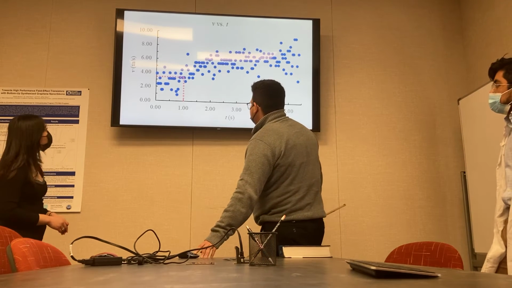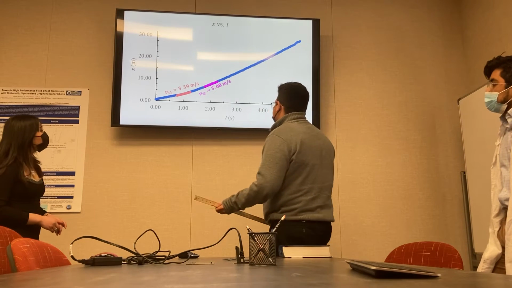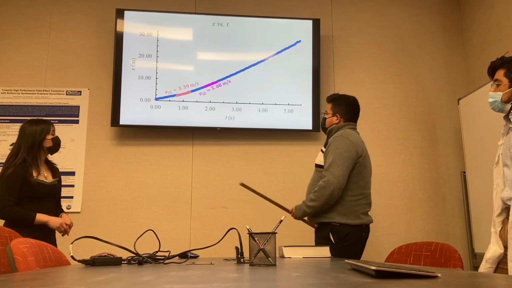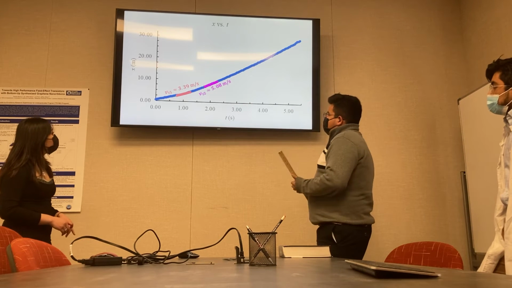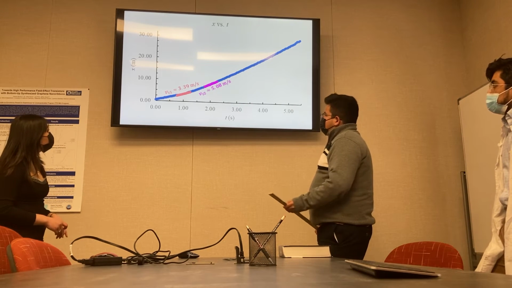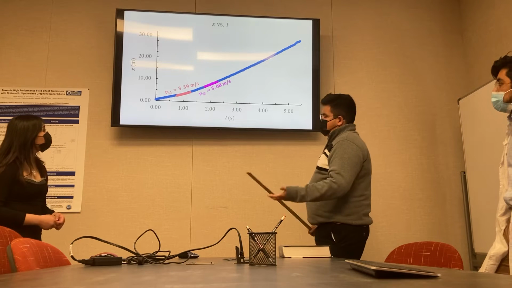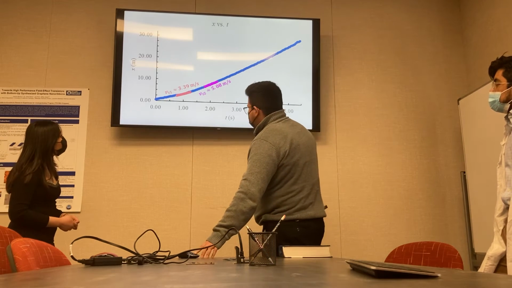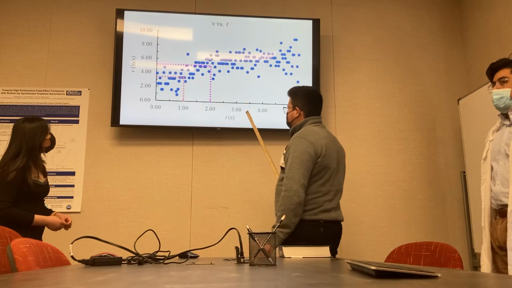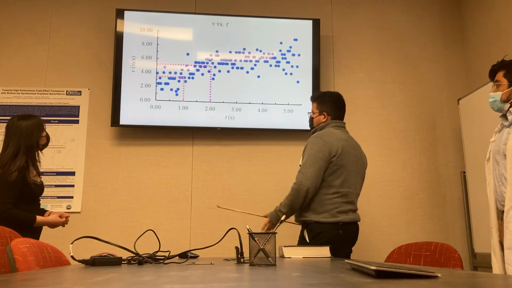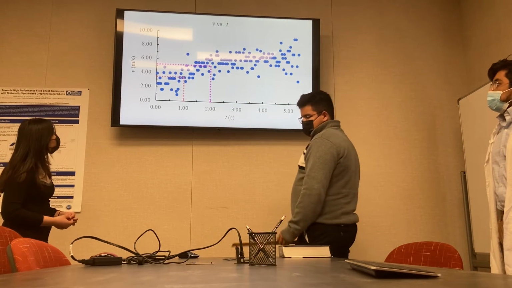Is this just a coincidence, or is this like a kinematic rule? It turns out it's not, because if we see at t equals 2, the slope is 5.8 meters per second, which is also represented in the vt graph. It's just about 5, so that makes sense.